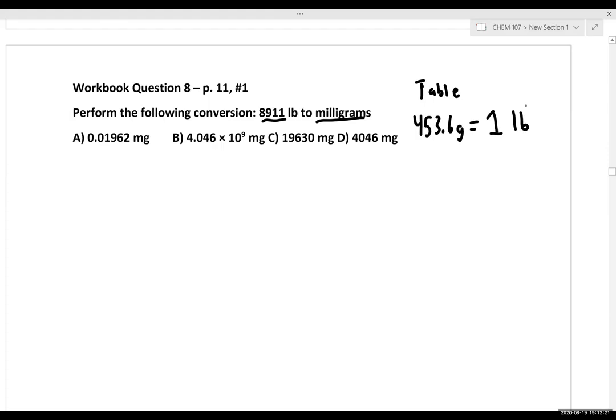Okay. We also need another equality. 1 milligram is equal to how many grams? 10 to the negative 3. 10 to the negative third. Okay. So now that we have our table of conversion factors, I'd like you to take the next few minutes, make a solution map, and complete the unit conversion from pounds to milligrams.